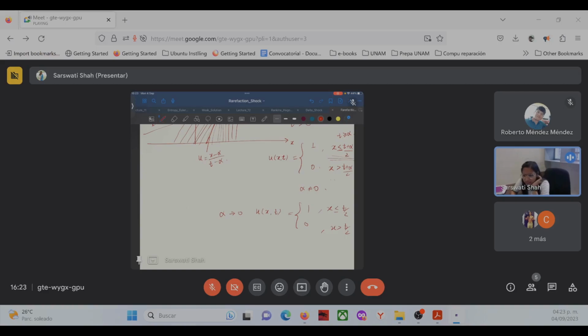Oops, I am making some mistake. Oh yeah. So x is less than or equals to, just wait, I am making a mistake here. Alpha tends to 0.